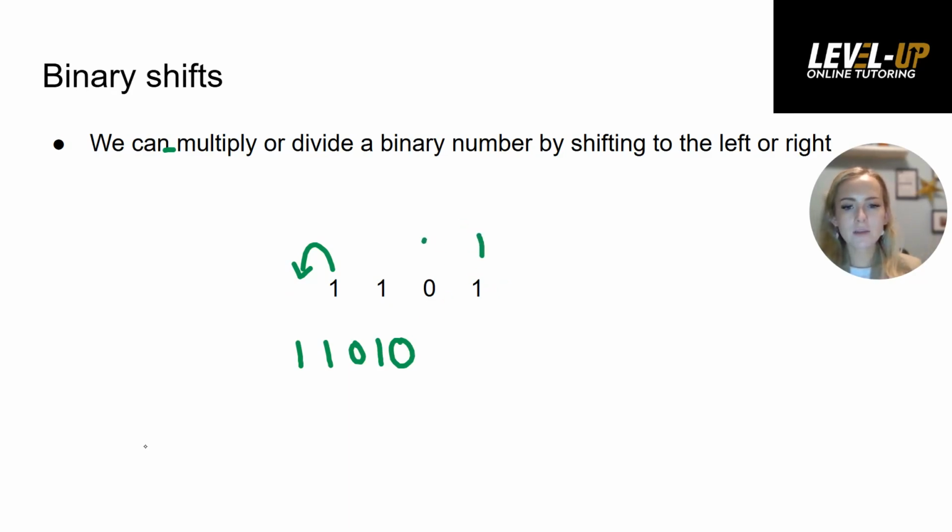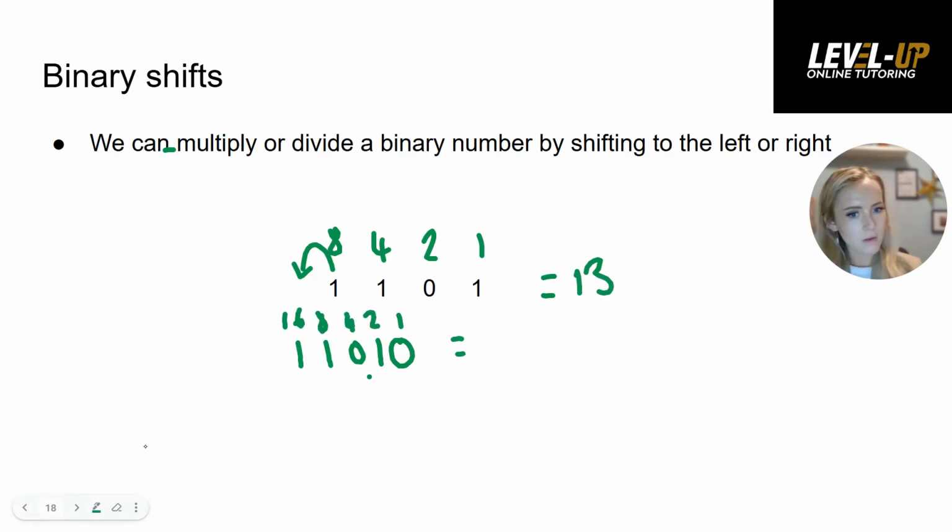So what's it done to my number? Well, let's have a little look. It's 13. However, because I've now jumped 1 to the left, this is now equivalent to 26. Now you will notice I've times by 2.